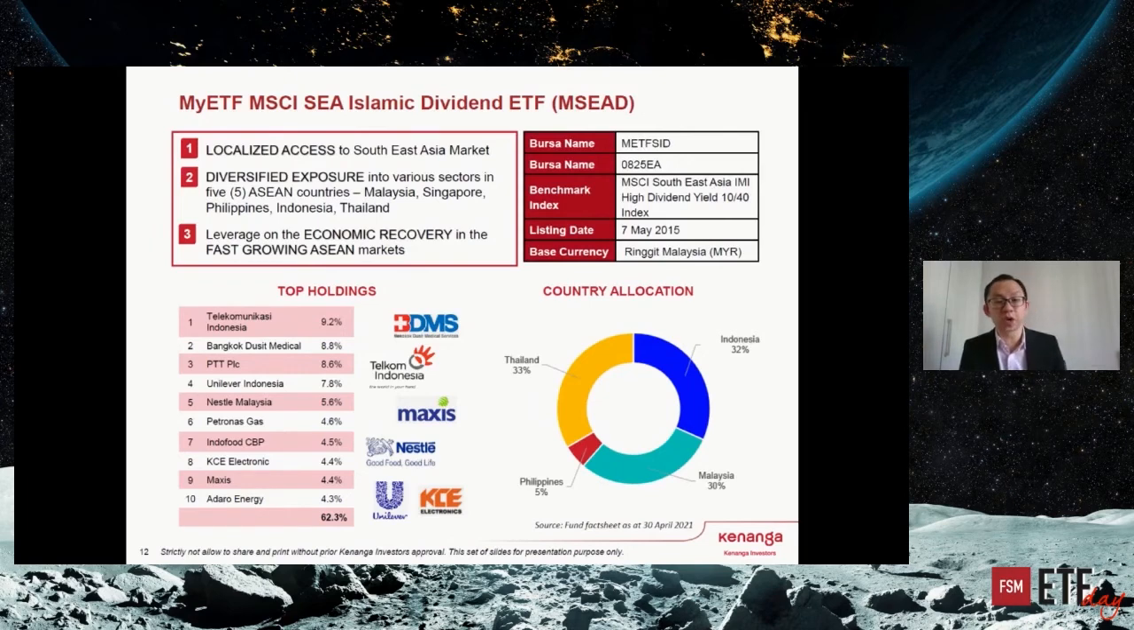We can see from the top holdings that we have the largest telco company in Indonesia. We have Bangkok Dusit, the largest healthcare provider or hospital group in Thailand. We have Unilever in Indonesia. We have Nestle in Malaysia. We have Indofood, and KCE Electronics in Thailand. It is very well diversified, with good quality dividend names across ASEAN.